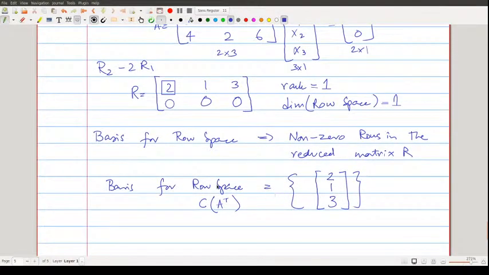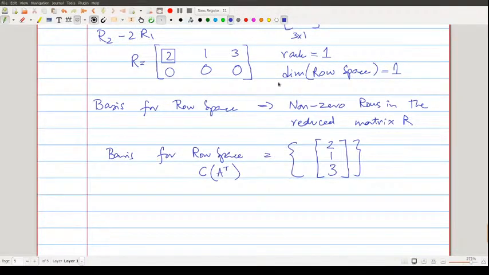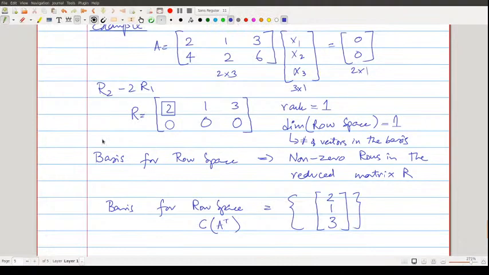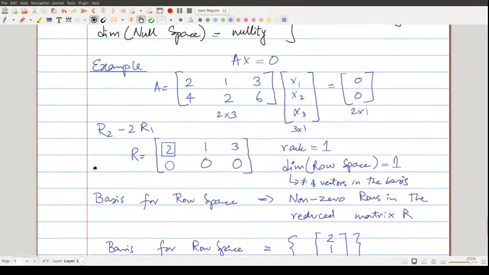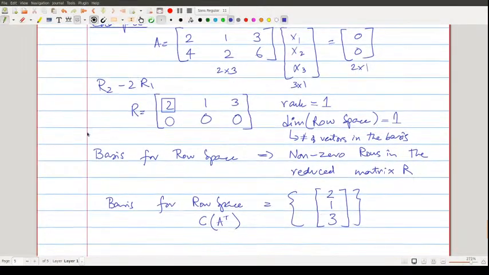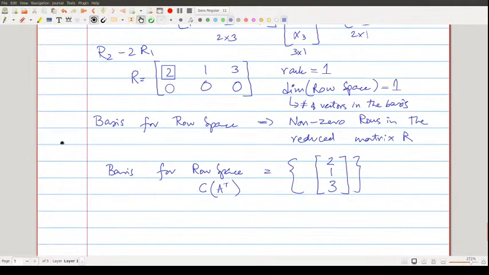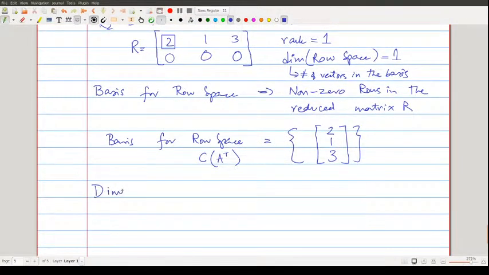And the dimension for the row space is basically, if you recall the definition of the dimension, the definition of the dimension is the number of vectors in the basis, right? And so the number of vectors in the basis is just 1. So the dimension is equal to 1. Now at this point, I don't need to do much because if I want to find the dimension of the null space, I can go about it in two ways. I can answer the question, what is the dimension of the null space?